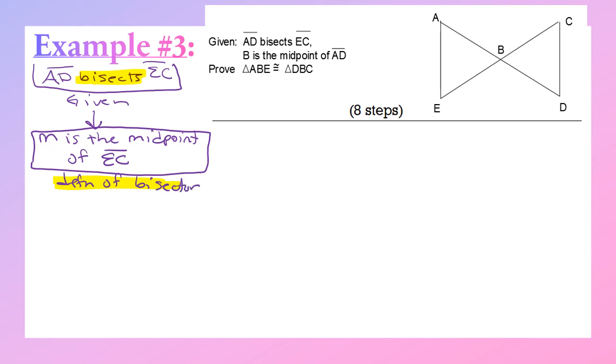Now, looking at my picture, if M is the midpoint of EC, here's E and C, and I don't know why I said M, that should have been B, so I'm just going to correct that right now because I'm not recording this whole slide, sorry. So B is the midpoint of EC. All right, so if B is the midpoint of EC, that tells me that EB and BC are congruent. So I know that segment EB is congruent to segment BC.